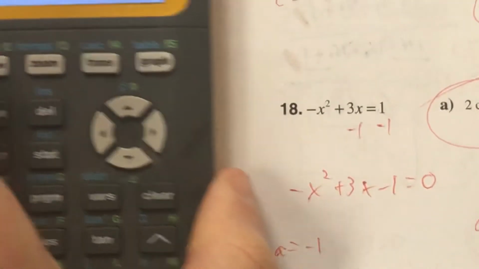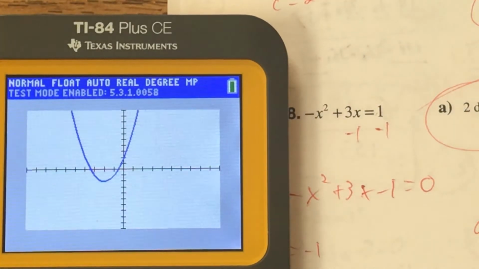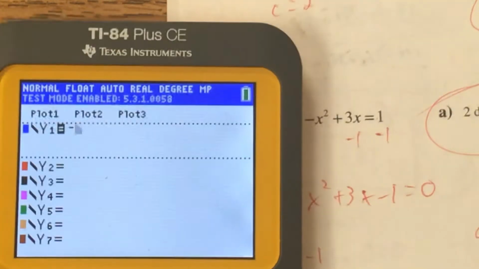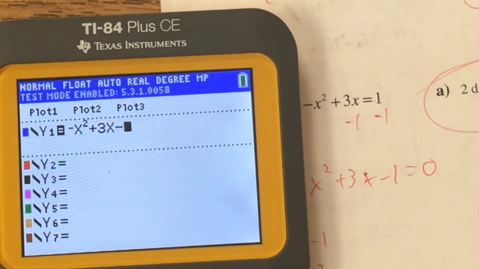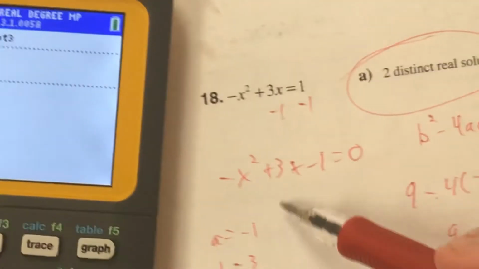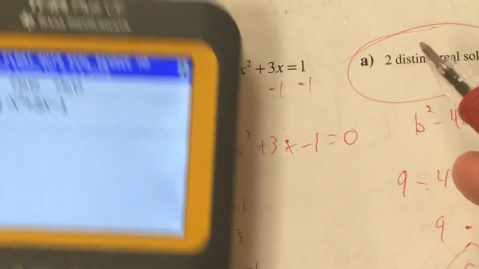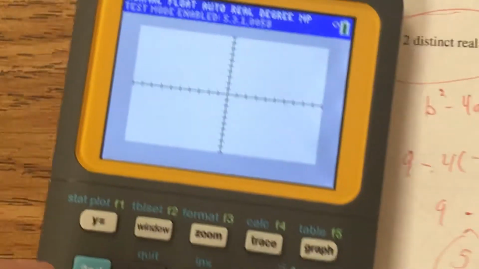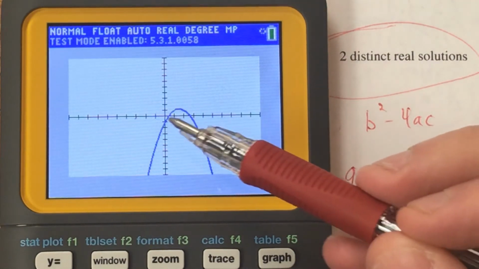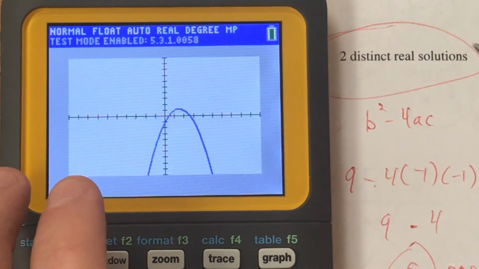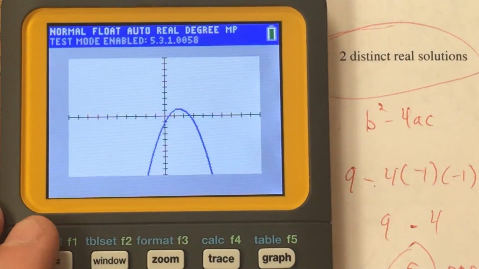And then this last one, negative x squared plus 3x minus 1. I do still have to use this one right here when it's equal to 0. And if you graph it, it goes through twice. So 1, 2. 2 solutions, 2 real solutions, and that's the answer.